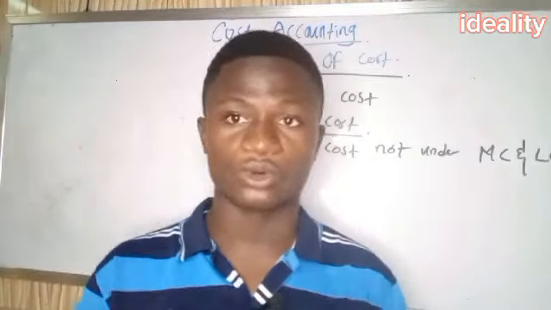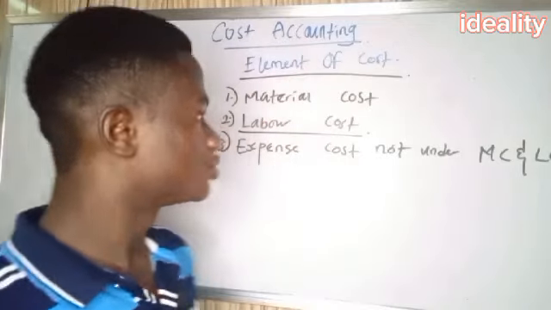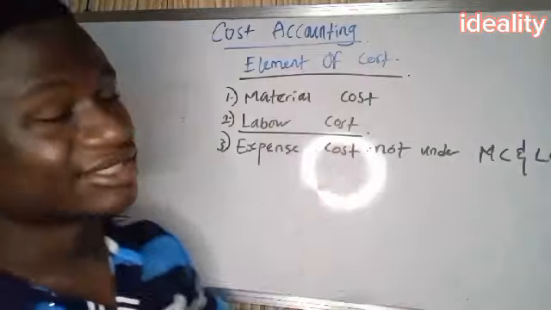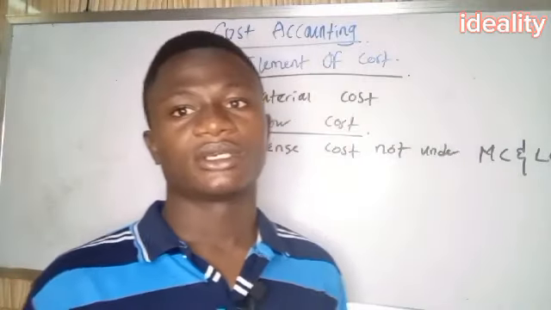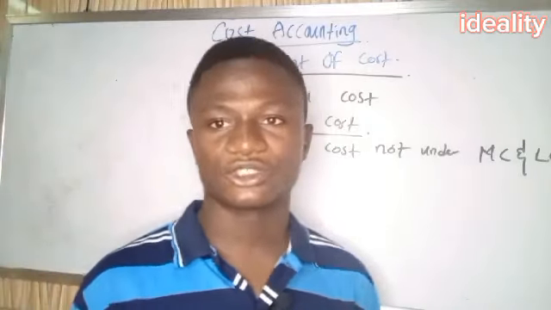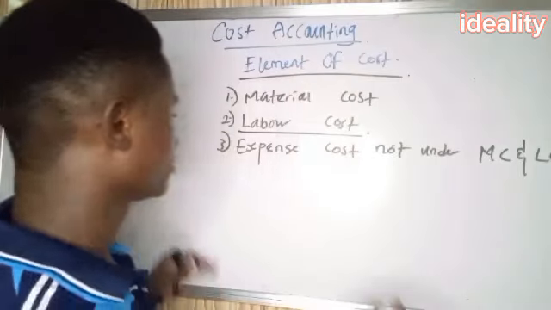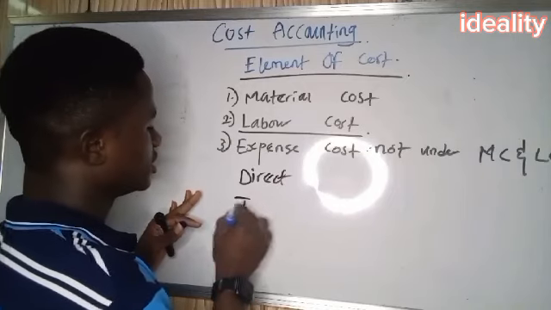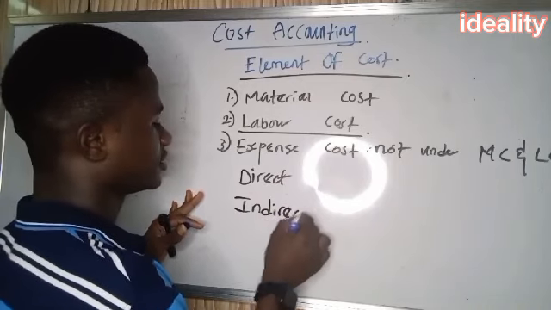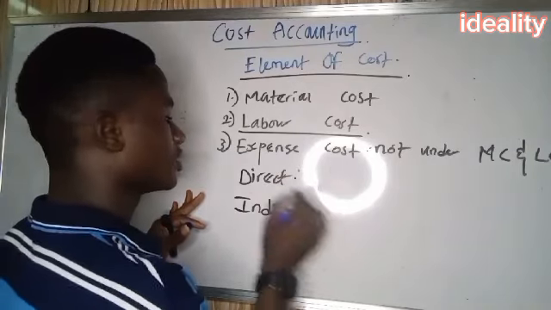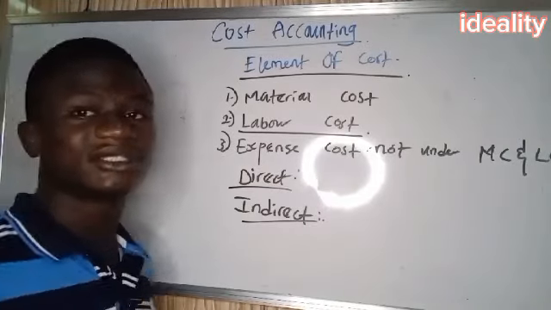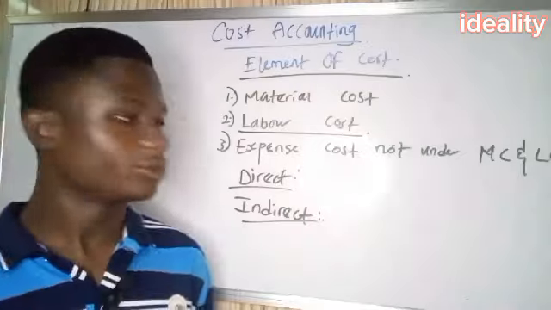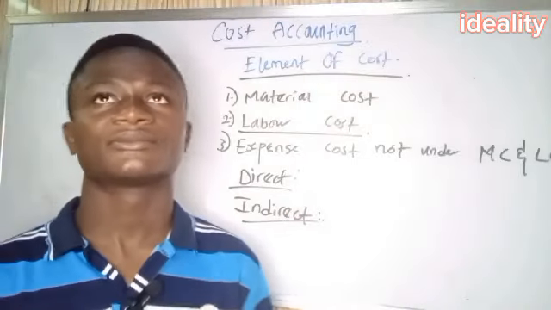Now that is not all. Another thing you need to know is that these are not the only classification of costs we have. Costs can also be direct or indirect. Now, when the cost is direct, what do we mean? What do we mean by direct cost? What do we mean by indirect costs?